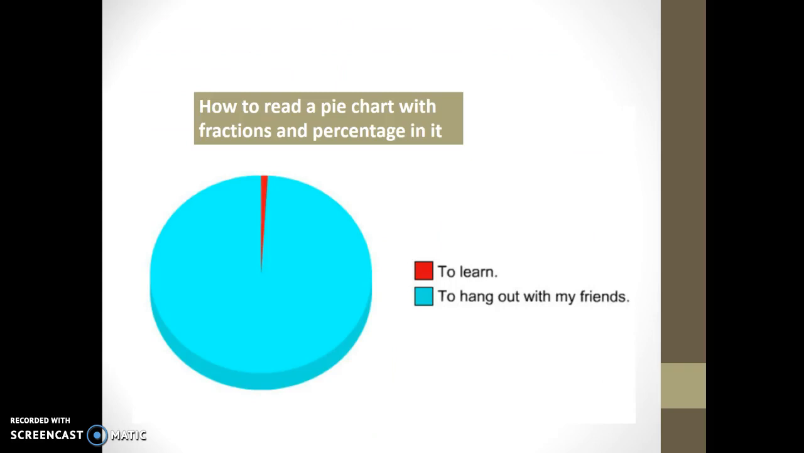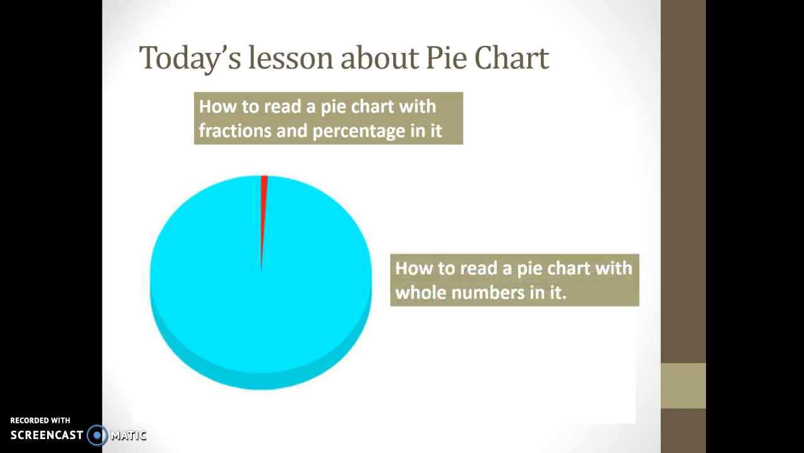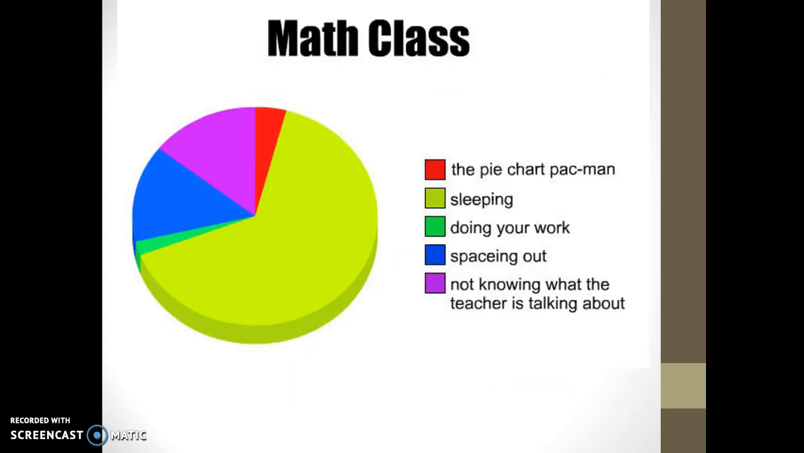We are also going to do this today. For today's lesson, we're going to learn how to read a pie chart with fractions and a percentage in it. We will learn how to read a pie chart with whole numbers in it. And finally, we will learn how to read a pie chart with angles in it. Aren't all these exciting?